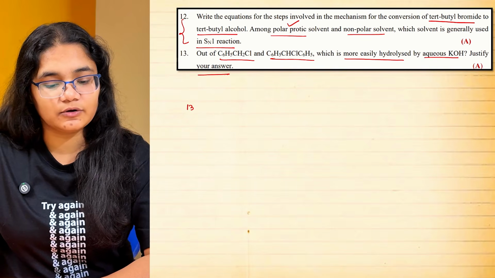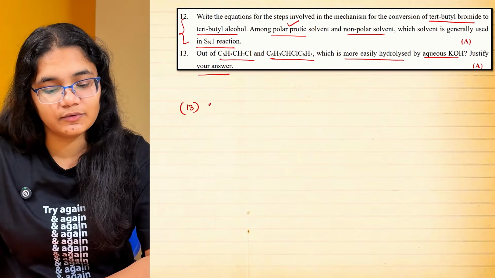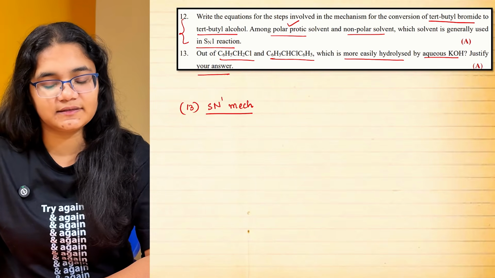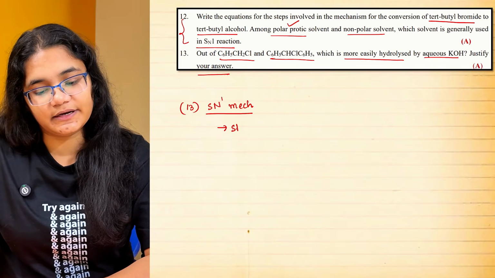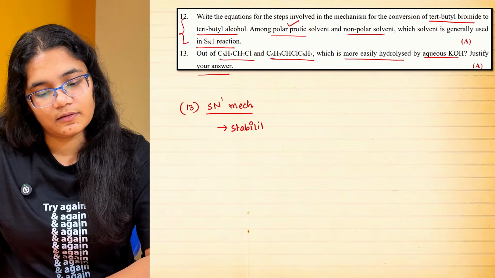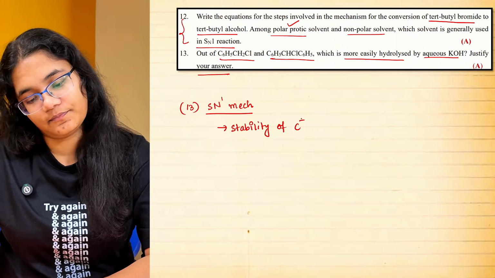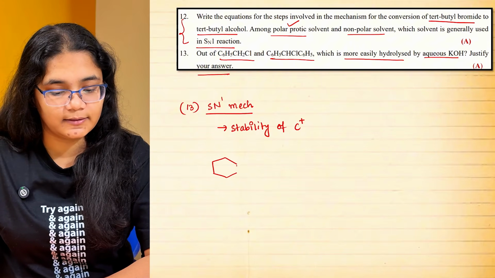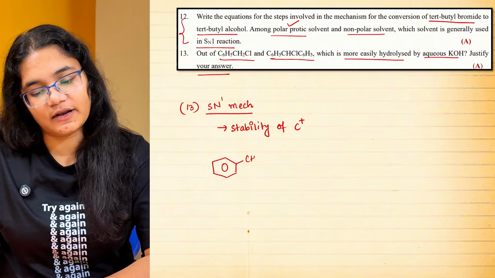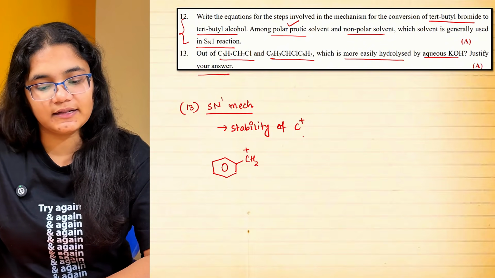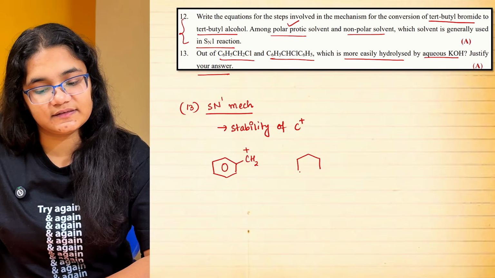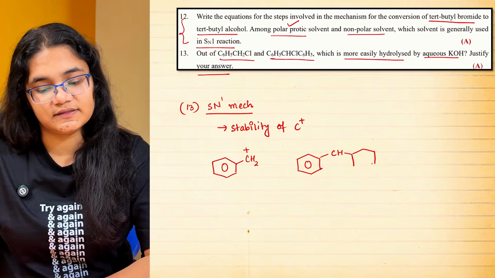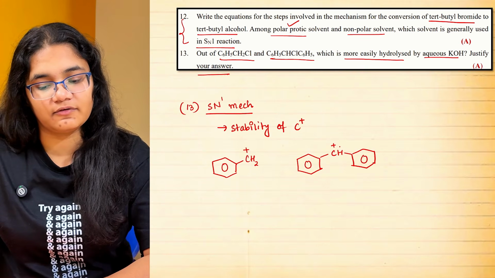Now see, this is an important question. This hydrolysis follows the SN1 mechanism. And if it follows the SN1 mechanism, what will drive the reaction? The stability of the carbocation. Okay, now you see in the first one, C6H5CH2Cl, the carbocation formed here is C6H5CH2 plus. And in this one, you have C6H5CHC6H5, and you have a carbocation here.